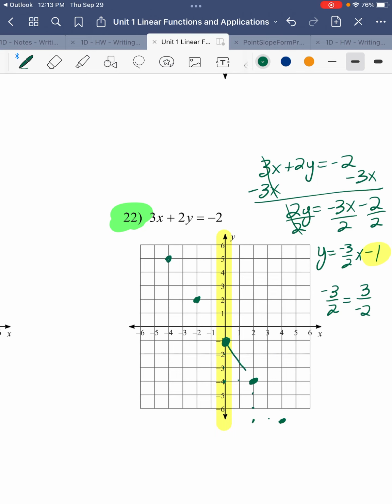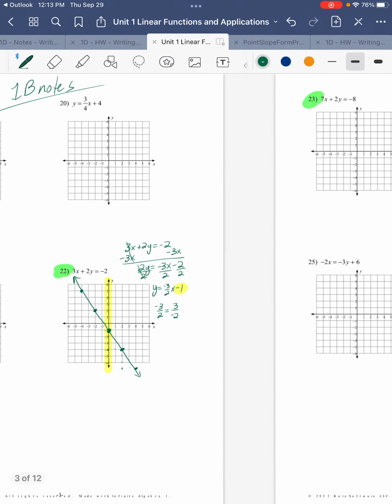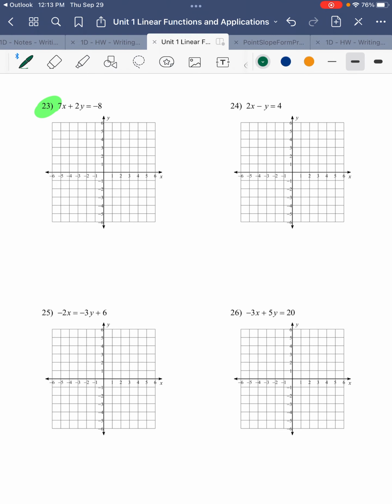The more points you have, the better your graph is going to look, the straighter your line is going to be. So that's 22. Let's do 23. I guess we'll work that one out.